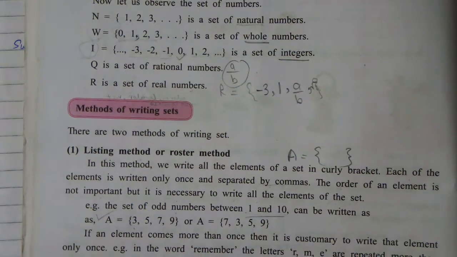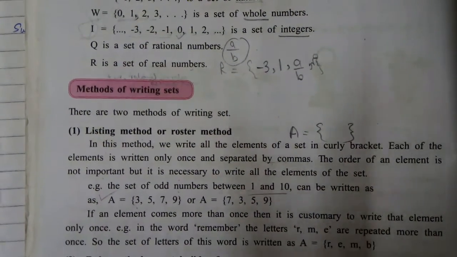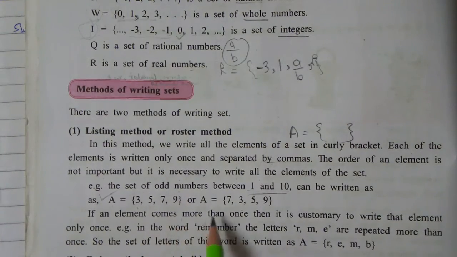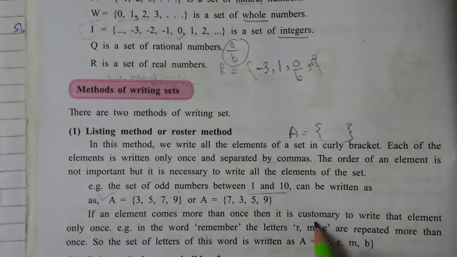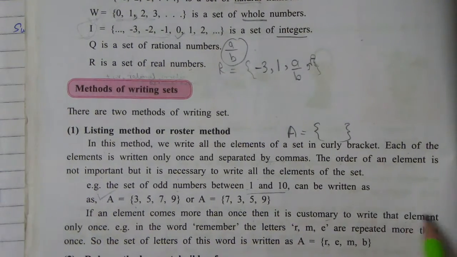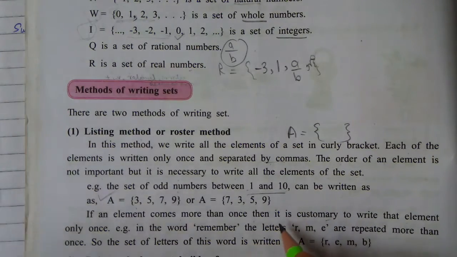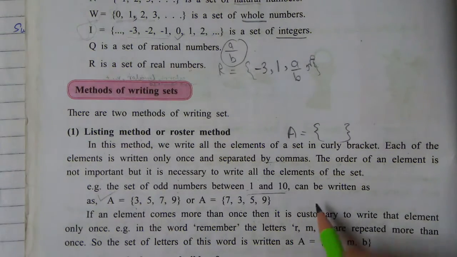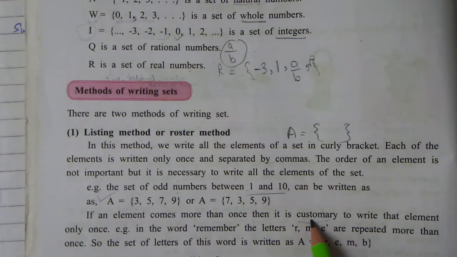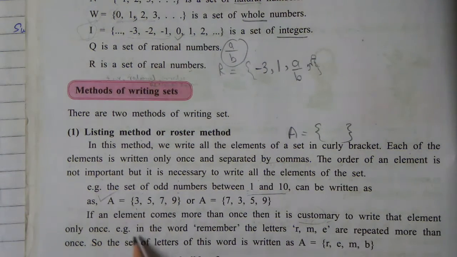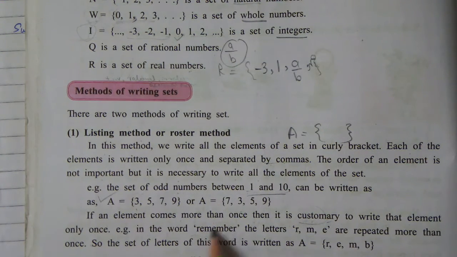Now next, if an element comes more than once, then it is customary to write that element only once. That means if any number in a set is repeating 2 times, 3 times, 4 times, any number of times, we have to write the repeating numbers only once. For example, in the word remember, we can see m comes two times. Okay, m, r and e are repeated more than once.